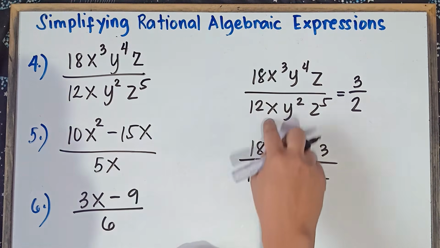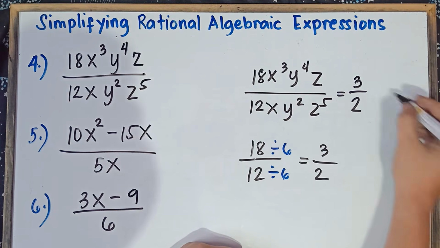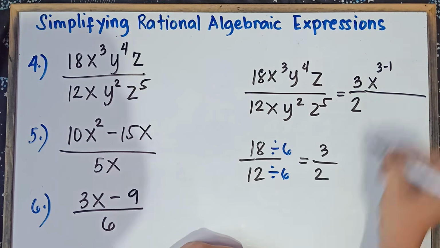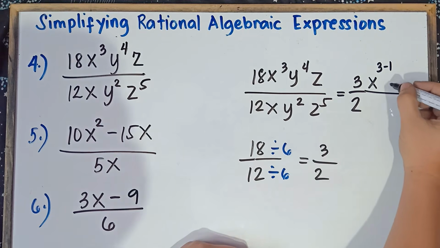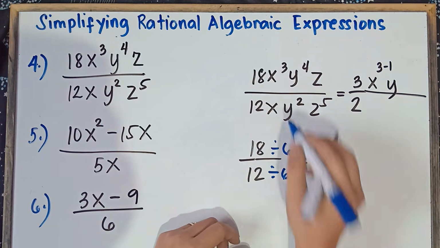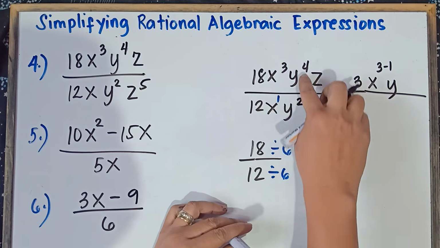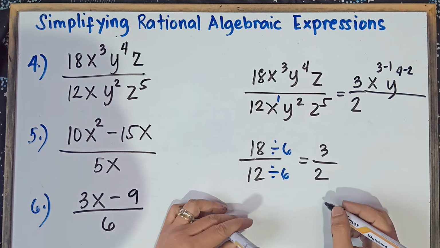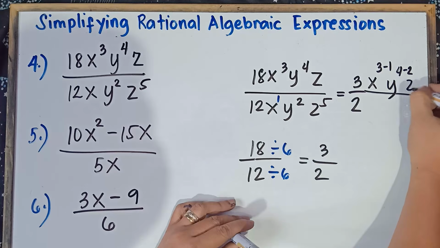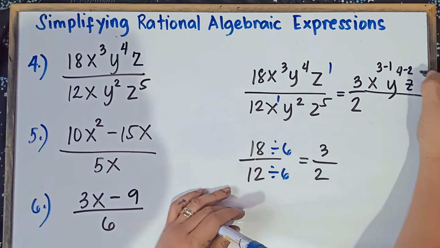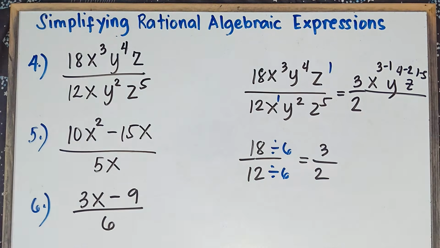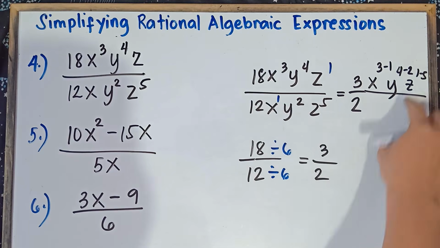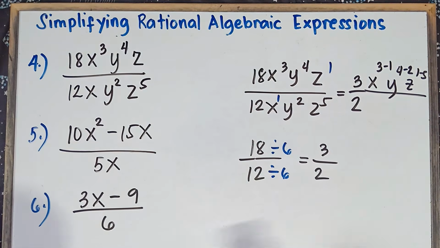Alright, so same base for x, copy x, subtract the exponents. We put this one on the numerator, so x, 3 minus 1. Same base for y, copy y, subtract the exponent. So once again, class, understood that there's 1 here, 3 minus 1. Copy y, subtract the exponent, 4 minus 2. And then same base for z, copy z, and then understood that there's 1 here, 1 minus 5. So we don't have enough space, class. I hope you see this one. So 3 minus 1, 3 minus 1, 4 minus 2, and then 1 minus 5.